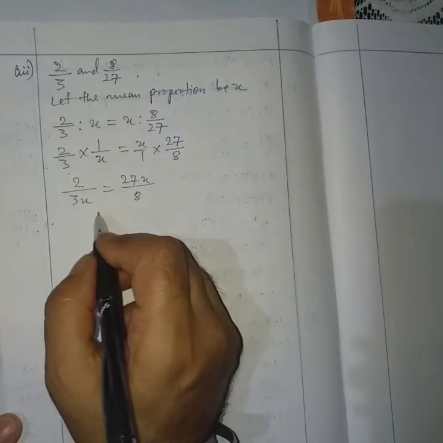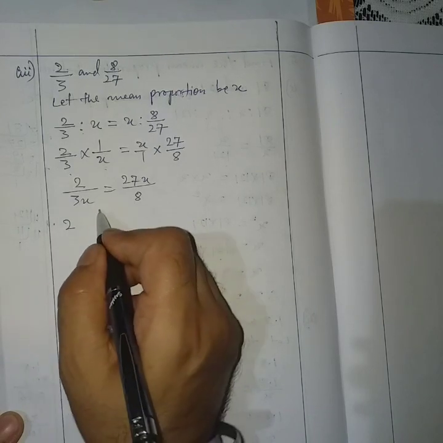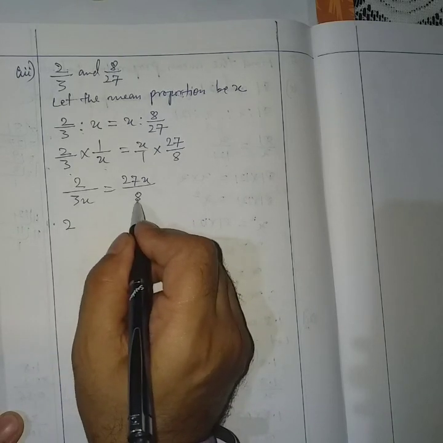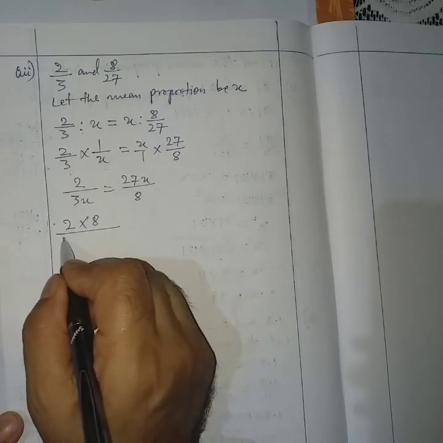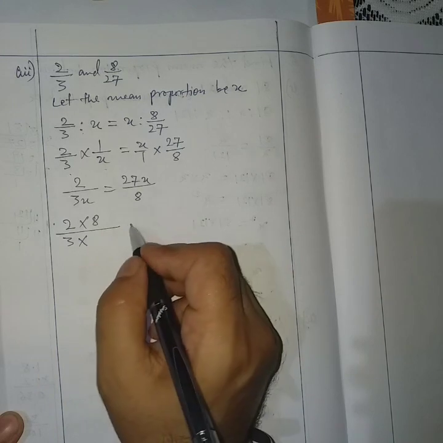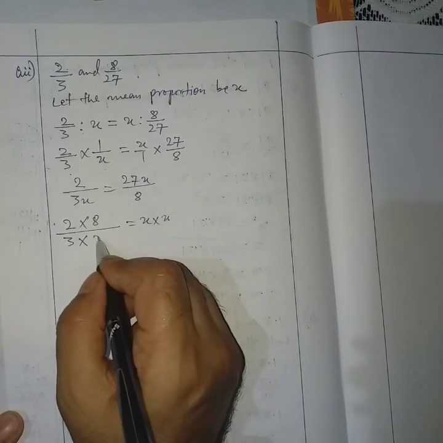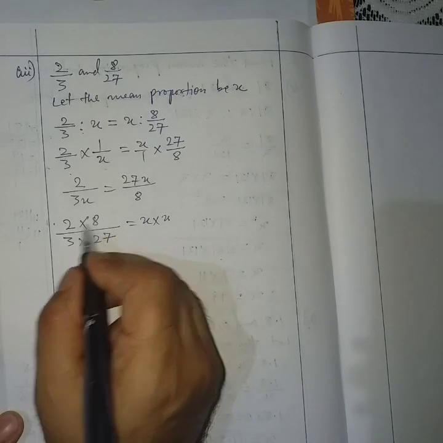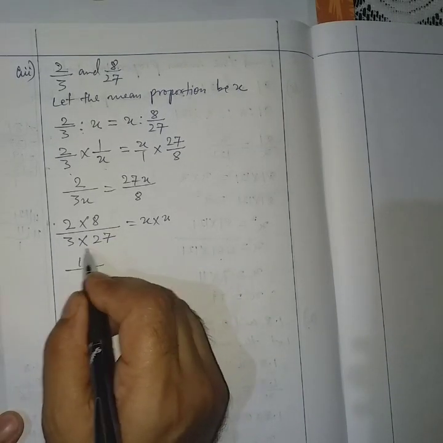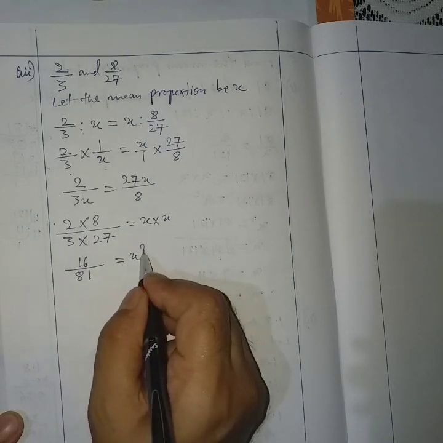Now we are finding x. So what we have to do is keep x alone. This 8 goes this side, 2 into 8, and here 3 is there. This x goes that side, x into x, and 24, 27 comes here. So here what happens? 8 twos are 16, 27 threes are 81, and here is x square.